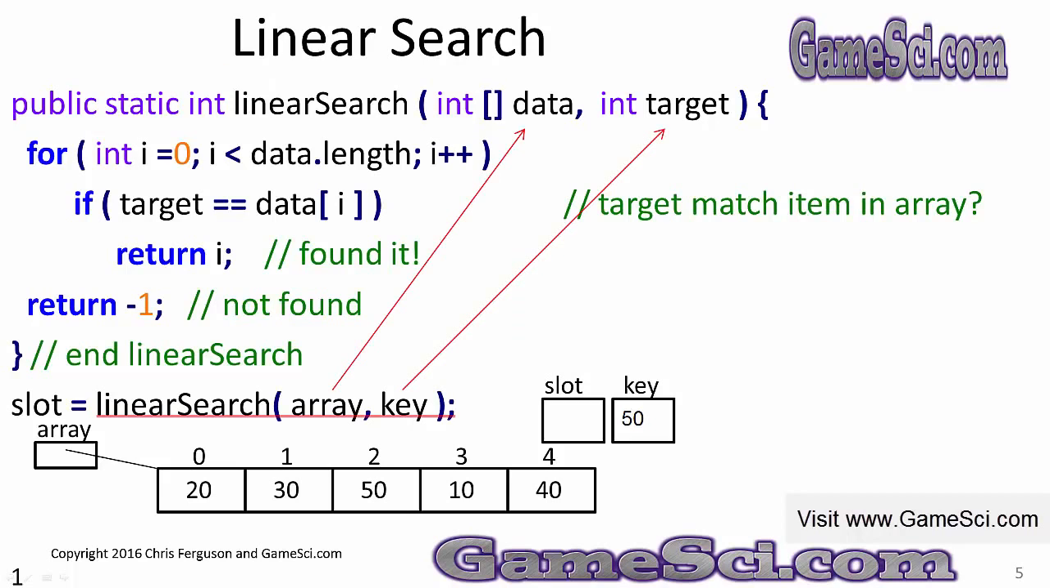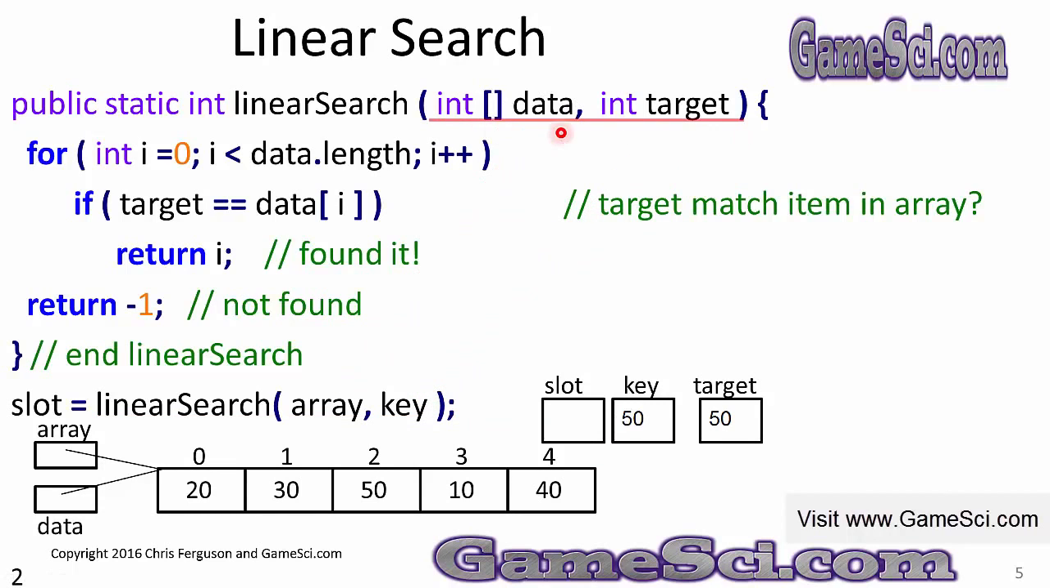Let's call the linear search algorithm the linear search method. We'll pass it a parameter. We'll pass it an array. You can see the array at the bottom of the screen. We'll pass it to the parameter data, which means data and array will point to the same thing. And then we'll pass it a key. Now look at the variable key over here. Key contains a 50, so we're really passing the value 50 to the variable target.